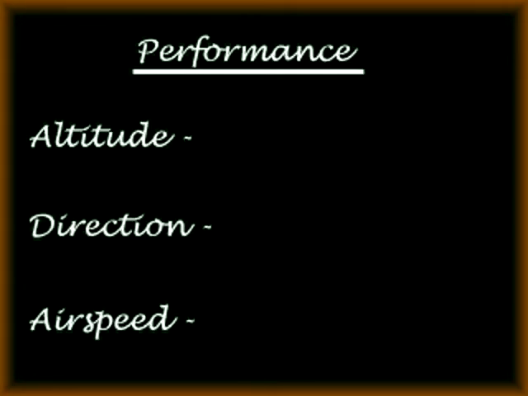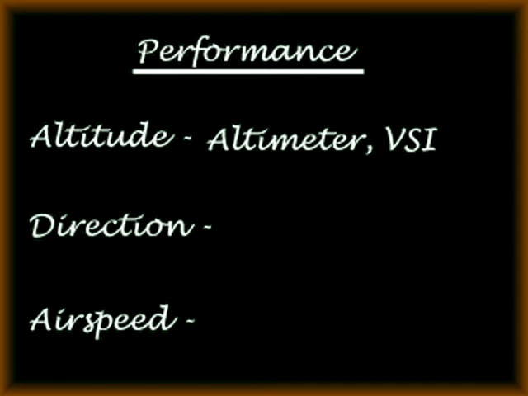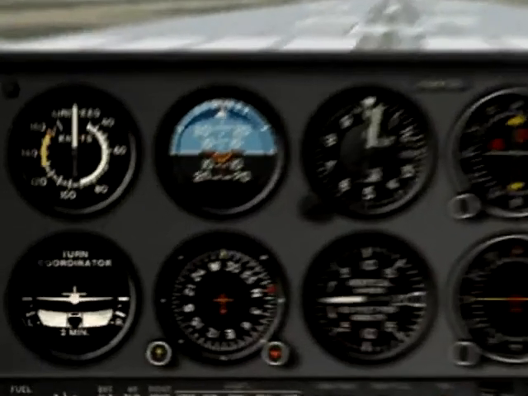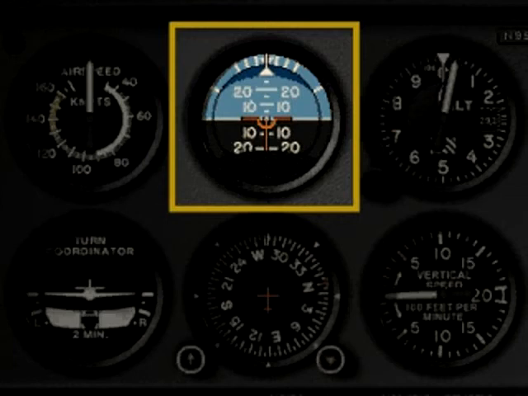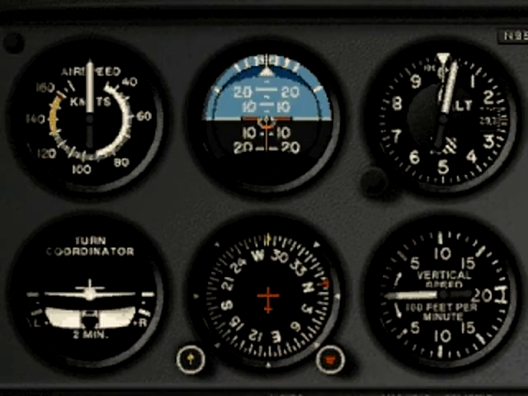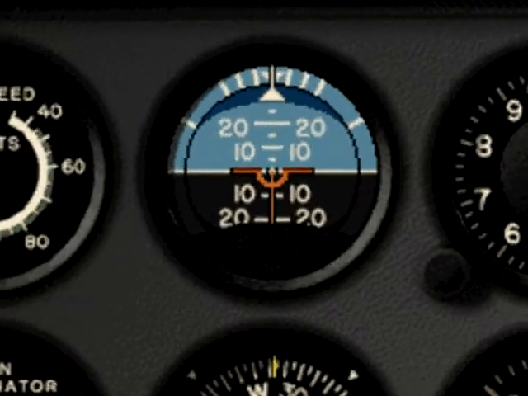The performance instruments are the altimeter and VSI for altitude, the compass and turn coordinator for direction, and the airspeed indicator for airspeed. Starting with your eyes focused on the ADI, scan the performance instruments that provide the information required for each maneuver. For example, during straight and level flight, you can scan this sequence.